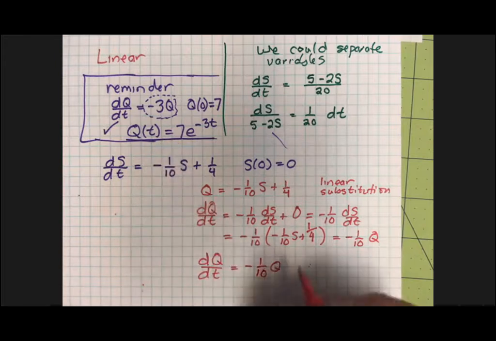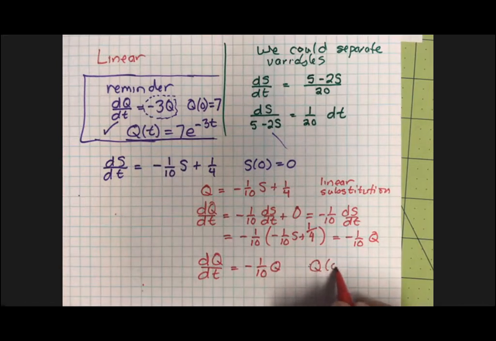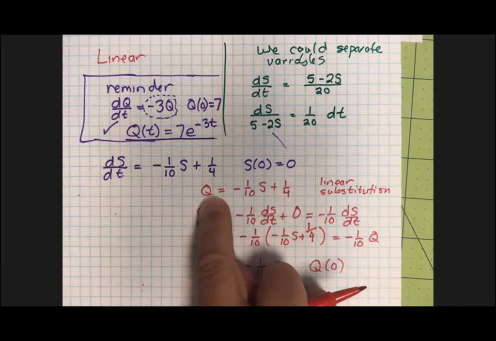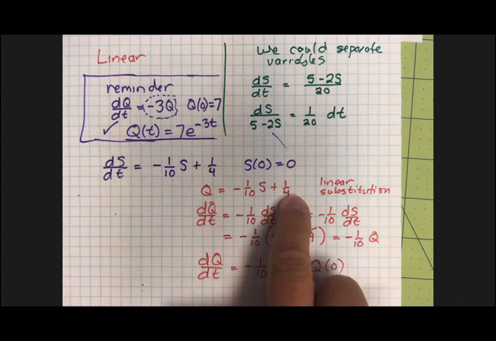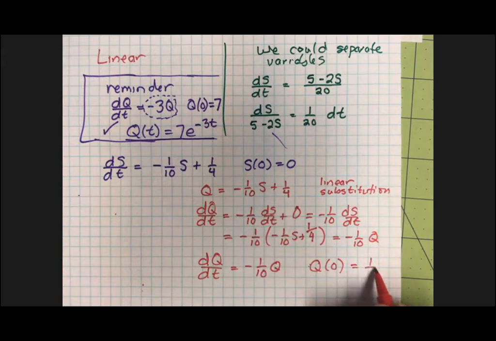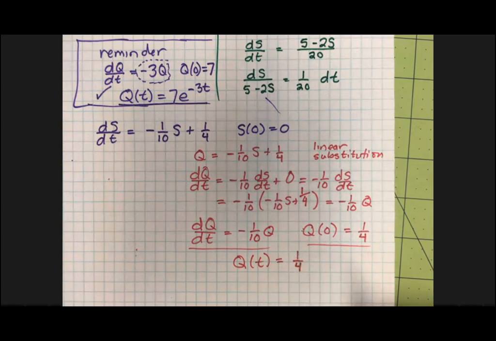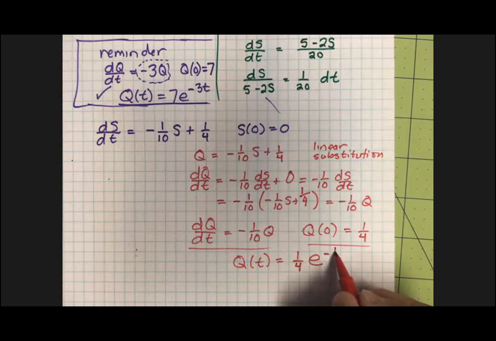And then I know the answer instantly. Now I need to know the initial condition, right? So what's q of 0? Well, s of 0 is 0. So q at 0 will be minus 1/10 times 0 plus 1/4. So q of 0 is 1/4. Well, now I know the answer to this problem. q of t is 1/4 e to the minus 1/10 t.